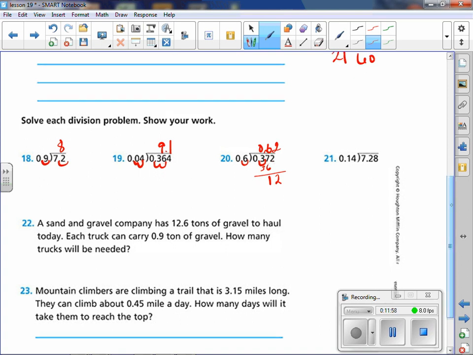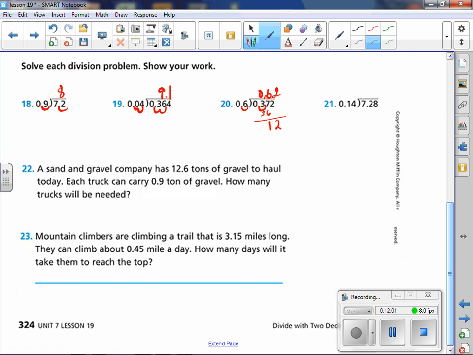Okay, so let's try out a few more. Why don't you guys go ahead and test out and see if you can do number 22 and 23 on your own. Come back with those done. Basically, let me set the problem up for you. A sand and gravel company has 12 6/10 tons of gravel to haul today. Each truck can carry 9/10. So I'm going to divide 12 6/10 by 9/10. Remember, as we start out, we move that decimal over one spot. It's going to go back here. So this means this one's going to go back here as well. And then it's going to come up. So I'm basically dividing 126 by 9. So I want you to finish solving that out.